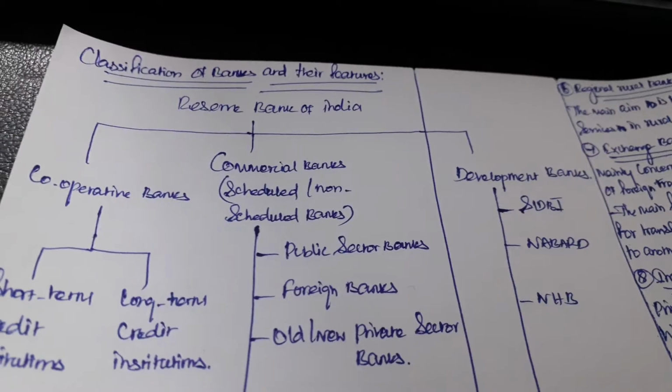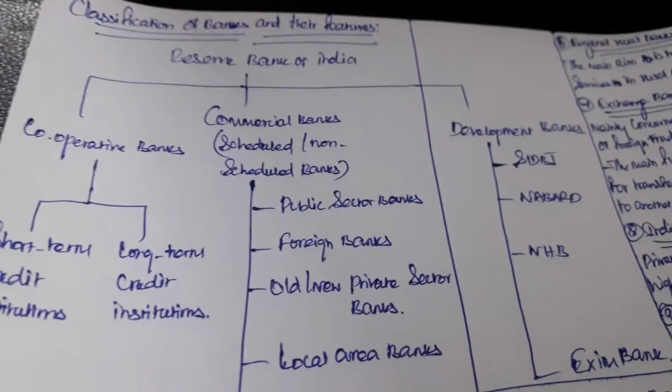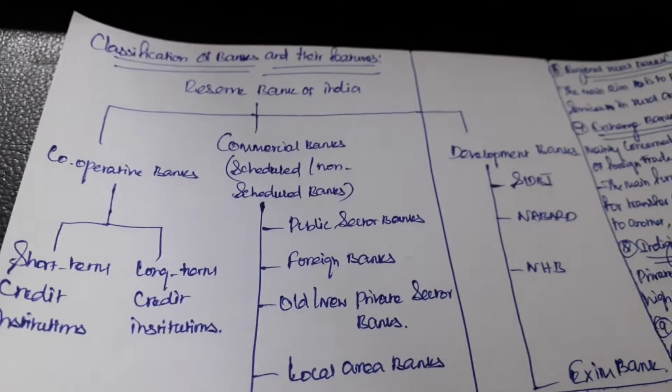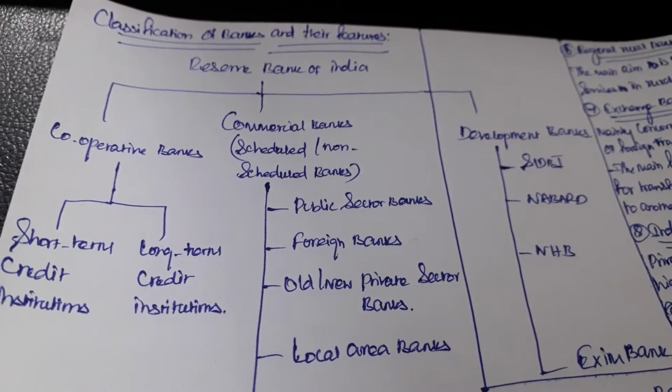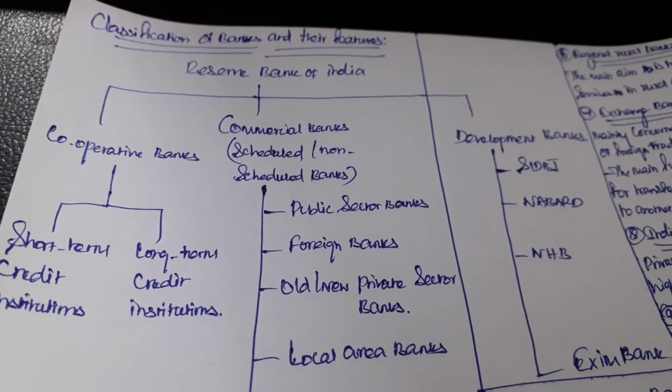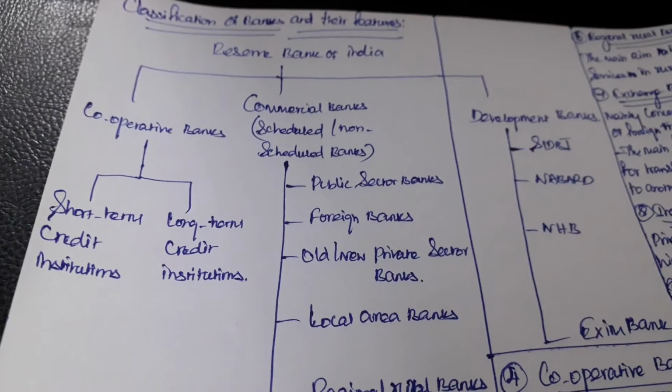The first one is the Reserve Bank of India. Under this, three banks. The first one is the cooperative banks. The second one is the commercial banks. It has two types, scheduled banks and non-scheduled banks. The third one is the development banks.